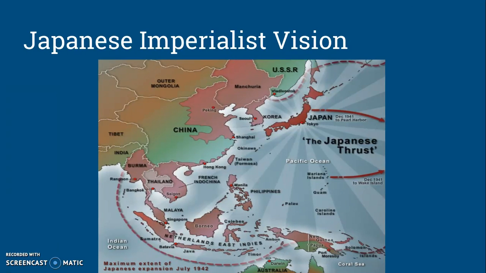Here's the visual aid that I mentioned earlier. This is Japan's imperialist vision. In 1941, it was a vision. 1942, it was a reality. But the darker red states, like Manchuria and Burma, down into Malaya and the Netherlands East Indies islands down here in the Indian Ocean, and then into the Pacific Ocean. This is what Japan had in mind for their imperialist state and what they wanted to have power over. And then obviously more so extending into the Pacific Ocean towards the United States.